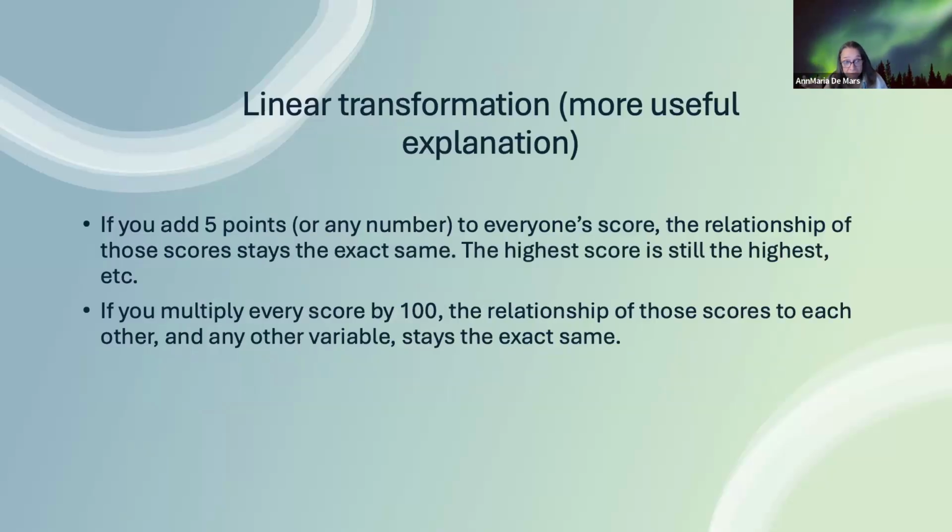If you add 5 points or any number, if you add a constant to everyone's score, the relationship of those scores stays the exact same. It's a linear transformation. The highest score is still the highest, the score in the exact middle is still the score in the exact middle. If you multiply every score by 100 or any other number, the relationship of those scores to each other and any other variable stays the exact same. So linear transformation does not impact correlation at all.